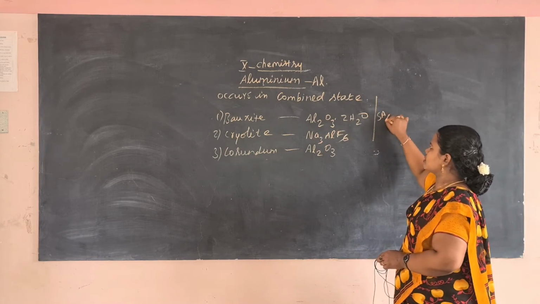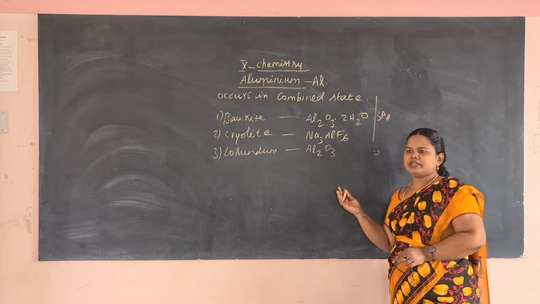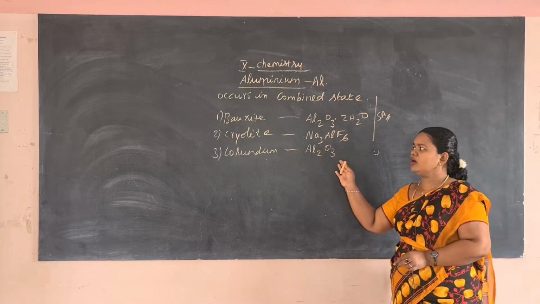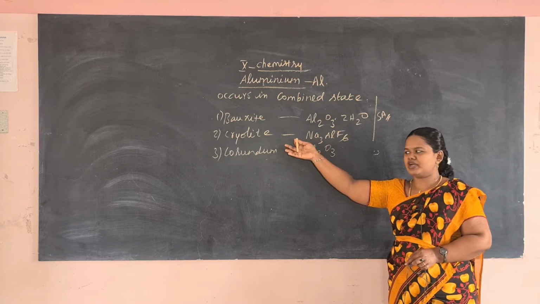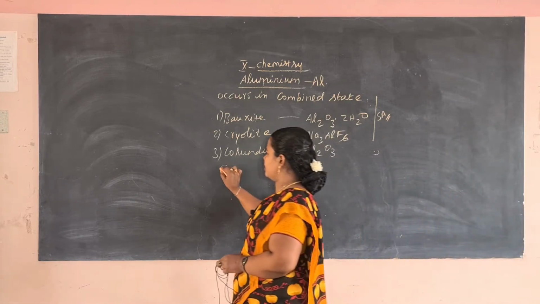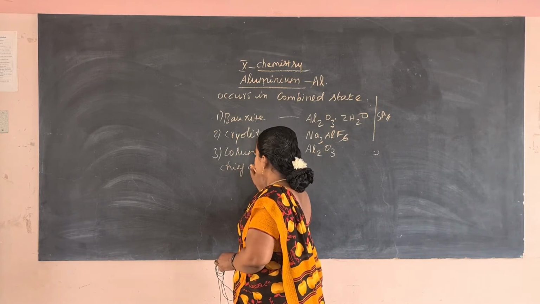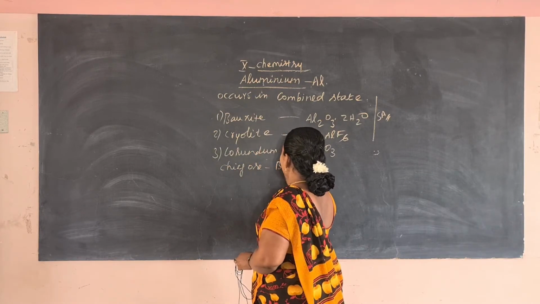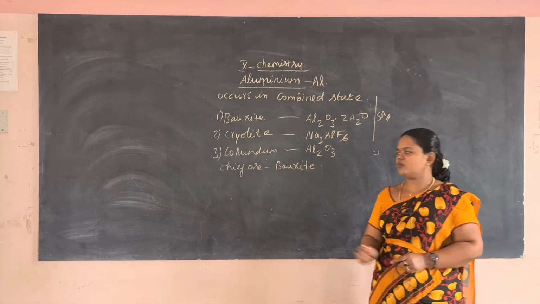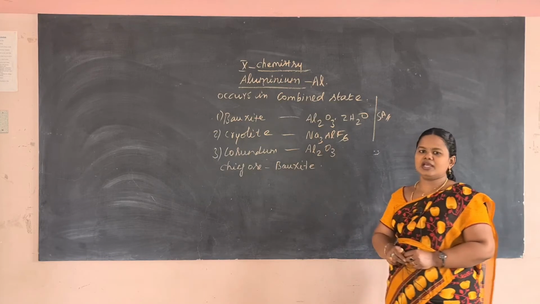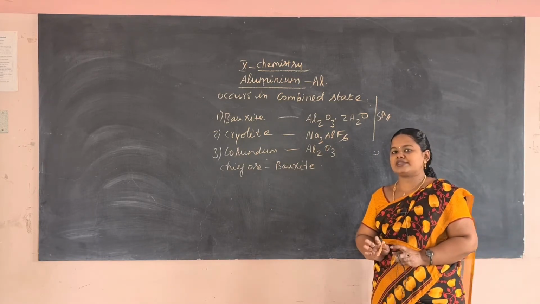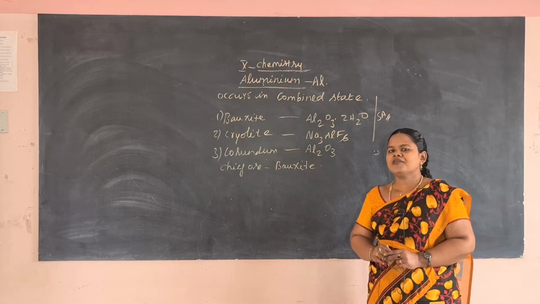This can be asked in short answer, but if you remember the name as well as the formula, it's okay. But if you don't remember the formula, you should at least remember the names of the different ores, that is bauxite, cryolite and corundum. What is the chief ore of aluminium? The chief ore of aluminium is bauxite. What is the formula? Al2O3·2H2O.